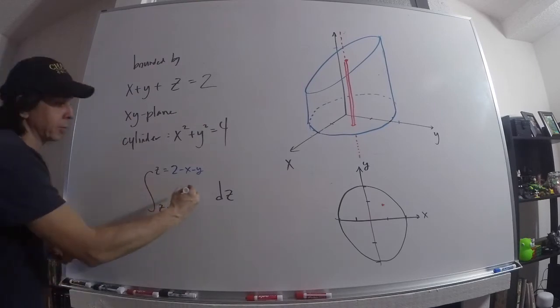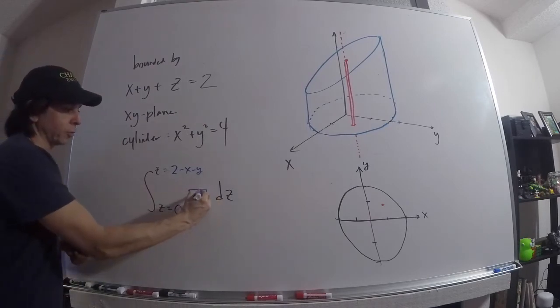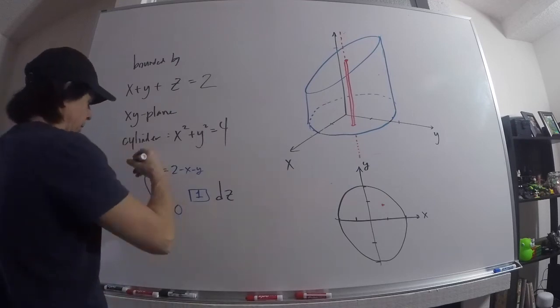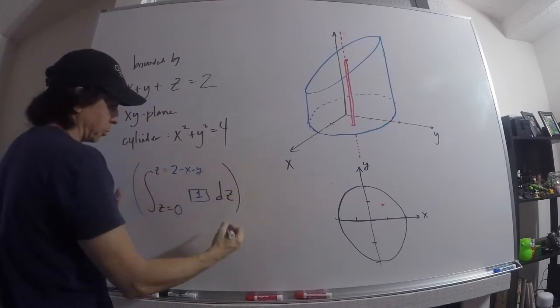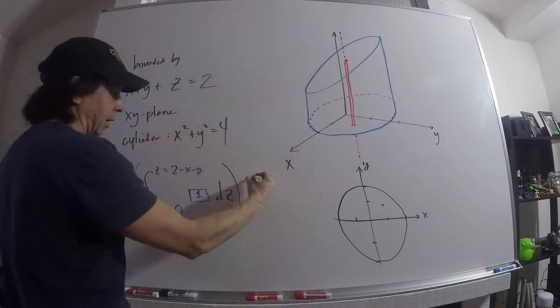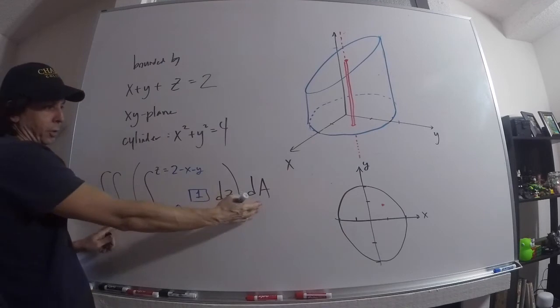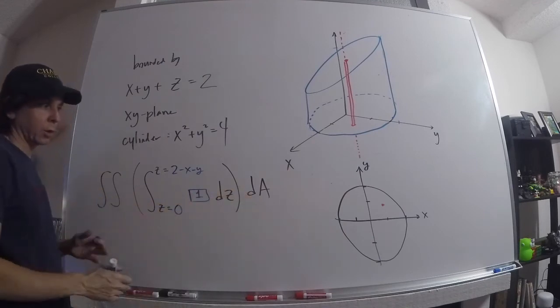All right, and then I'll have whatever integrand I'm trying to do. If it's just the volume, I'm just doing 1. Then you don't need the parentheses, but I'm going to put them side by side. That's a separate thing. And now I'm going to do a double integral dA for integrating over an area to do this.